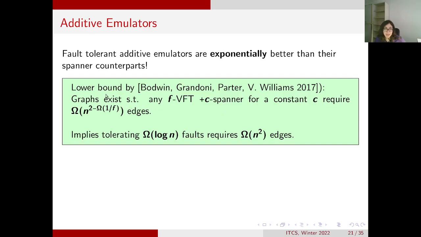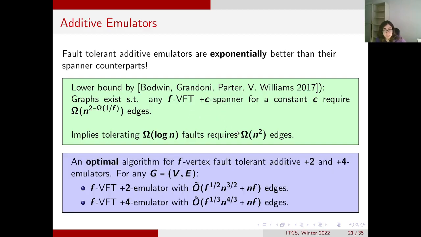This is because we know a lower bound for F-vertex fault-tolerant additive spanners with additive error C for any constant C. The way you can interpret this is that, for example, for any set of faults of at least size log n, we need n squared edges, so there's no hope of sparsifying and getting an additive approximation.